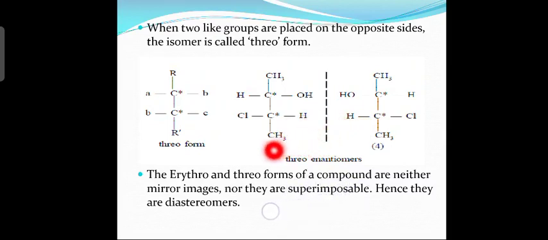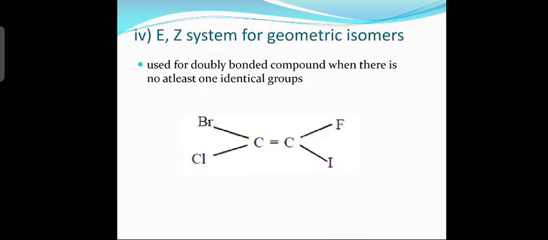In erythro also you have a mirror image. But threo and erythro together cannot be mirror images. Not possible. They are not superimposable also. Hence they are called diastereomers. So such compounds are called diastereomers. Next slide. Now let us study the E and Z system for geometric isomers.